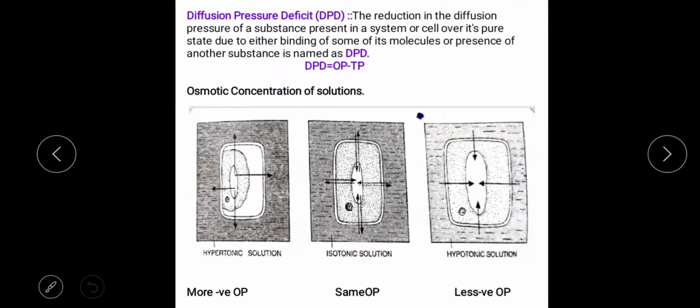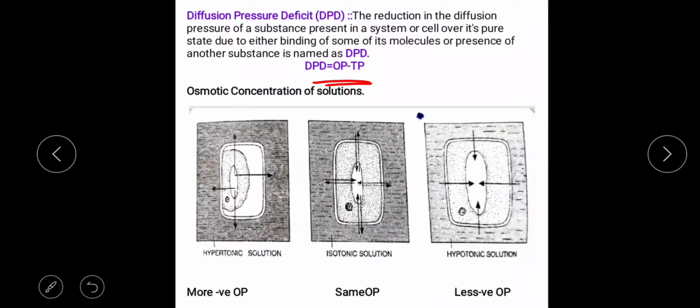That means reduction in the diffusion pressure of a substance present in a system due to the binding of some of its molecules or the presence of another substance in a particular system, that is known as the DPD. So we can explain DPD like this: DPD is equal to osmotic pressure minus turgor pressure. Here we also have the three types of solution which we explained previously: hypertonic, isotonic as well as hypotonic.